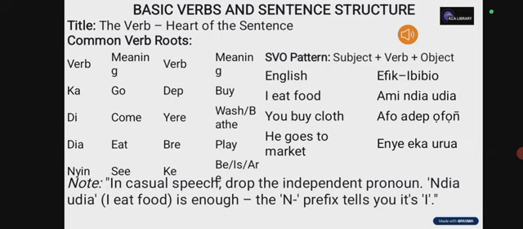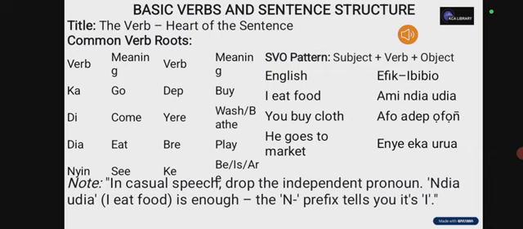In English, the verb changes a little for tense: eat, ate, will eat. In Efik-Ibibio, the verb carries the subject, the tense, and sometimes the object or negation all in one word. Pattern: subject plus verb plus object. Example: Omi dio yudia means I eat food. Omi is the subject I, dio is the verb eat, yudia is the object food.